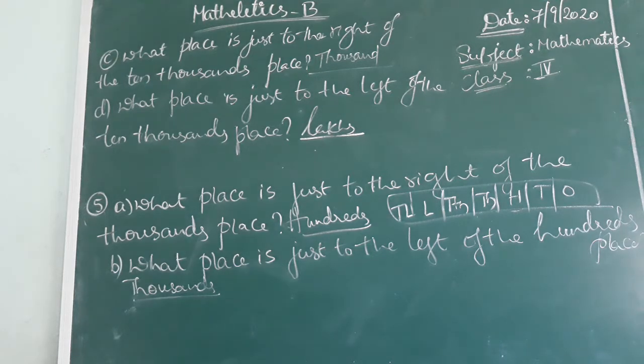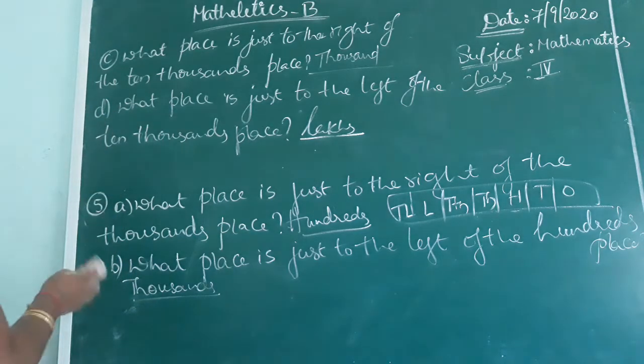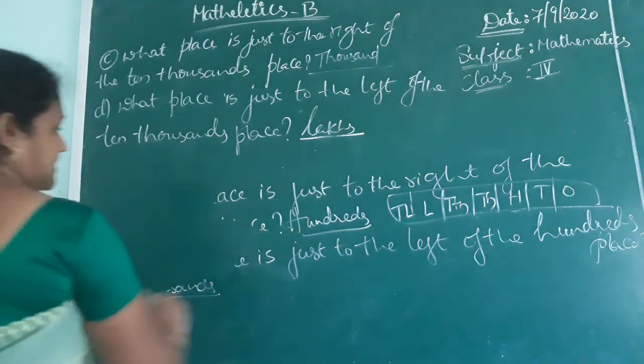This fifth bit is completed, A, B, C, D bits completed. Now, sixth bit.